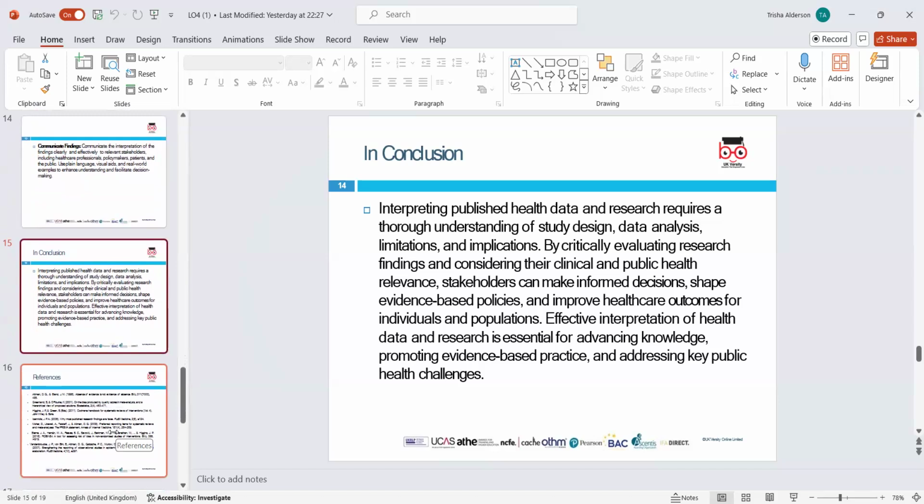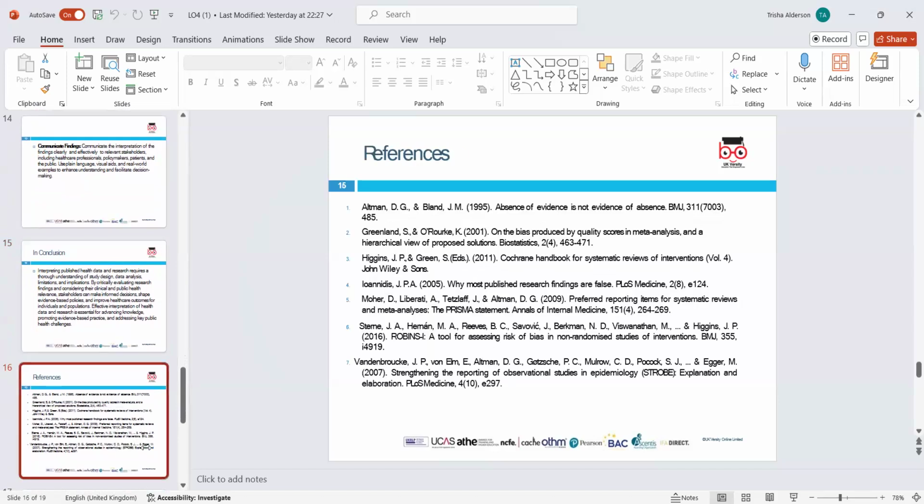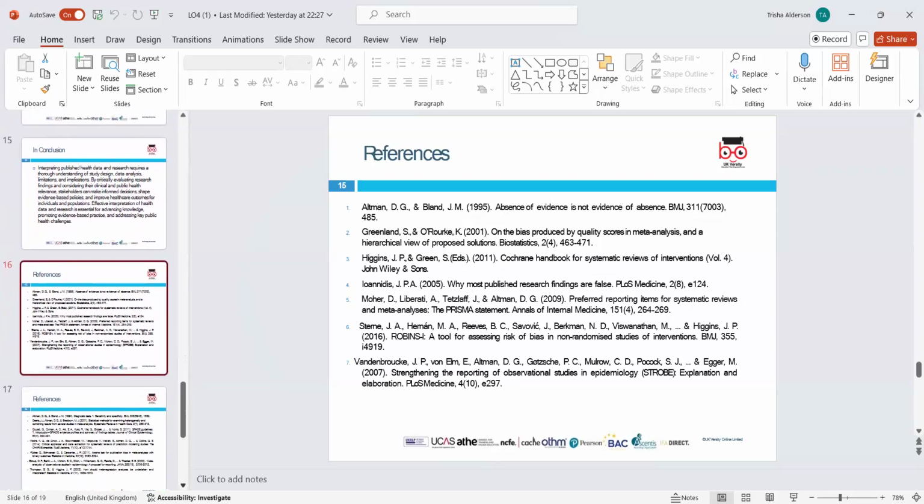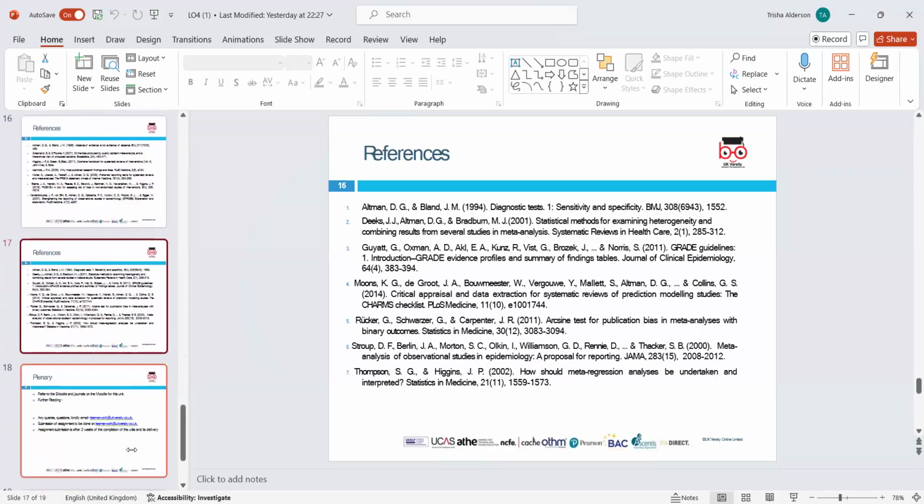And that concludes today's session. There are 2 slides there on different references that you can research and find out more information.